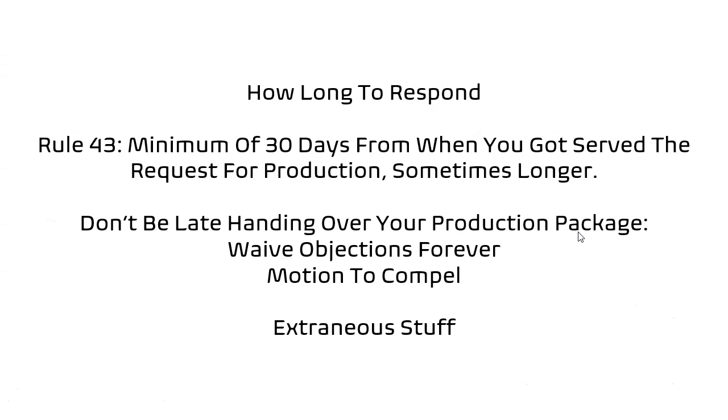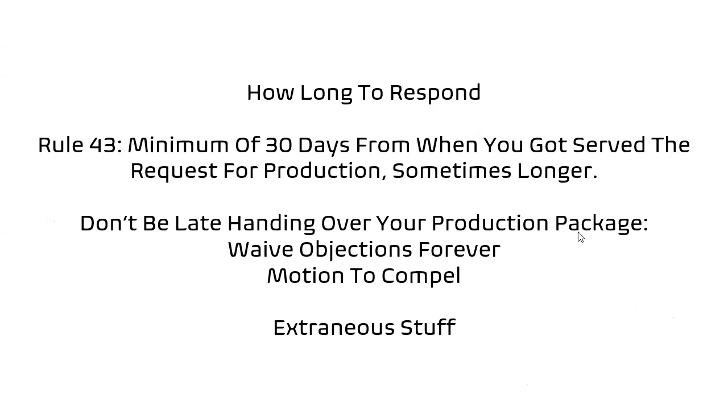Now, how long do you have to respond to a request for production? Well, under Oregon Rule 43, it's a minimum of 30 days. Sometimes it can be longer. It is really important that you are not late answering a request for production. If you are late, you can waive your objections and lose them forever, in which case you might be handing over documents which you otherwise would have been able to object to.